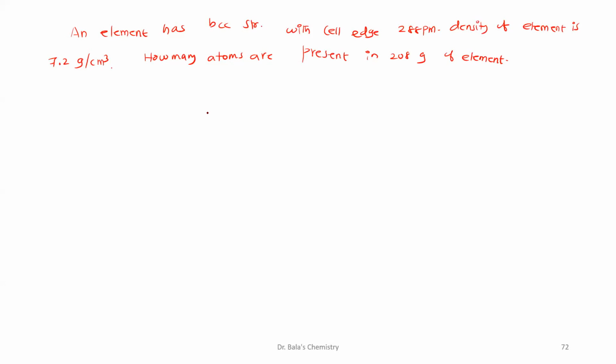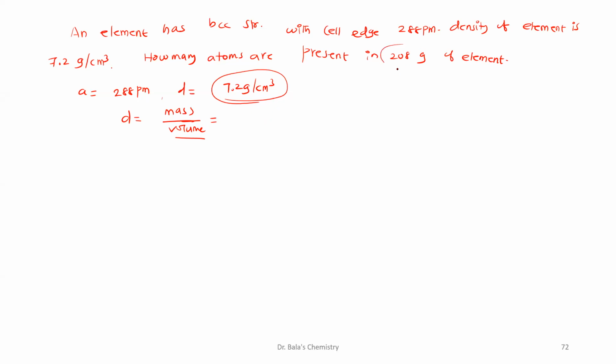What are the things given to you? The a value is given: 288 picometer. And the density is also given: 7.2 gram per centimeter cube. We know that density is equal to mass by volume. The density is given, but we have to calculate the volume. How can we change the formula?